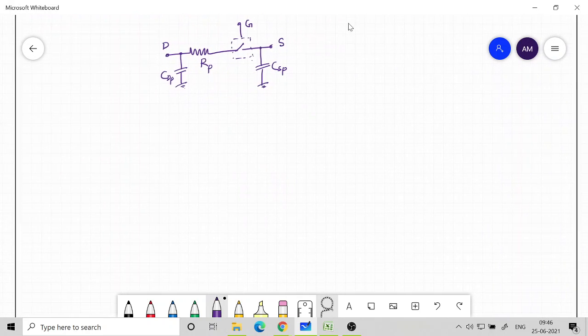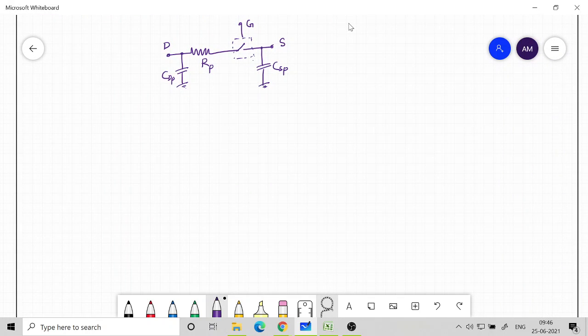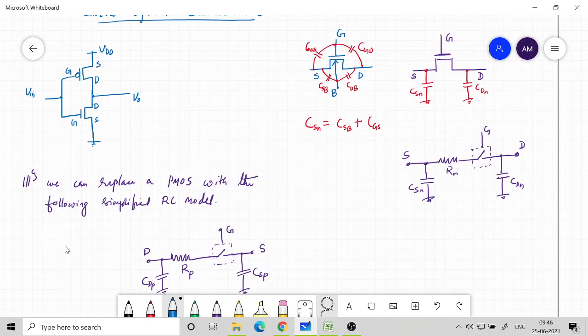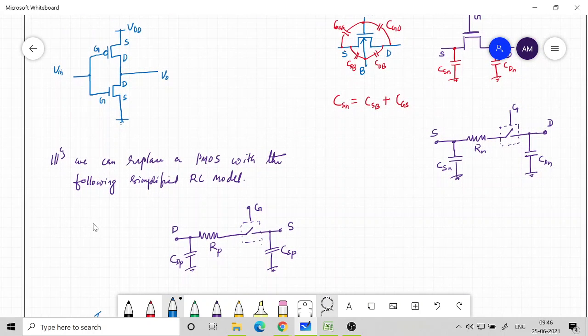So inverter RC model. Let us draw. RC model. So this is the model that we will use to derive or estimate the values of rise time, fall time, propagation delay, etc.